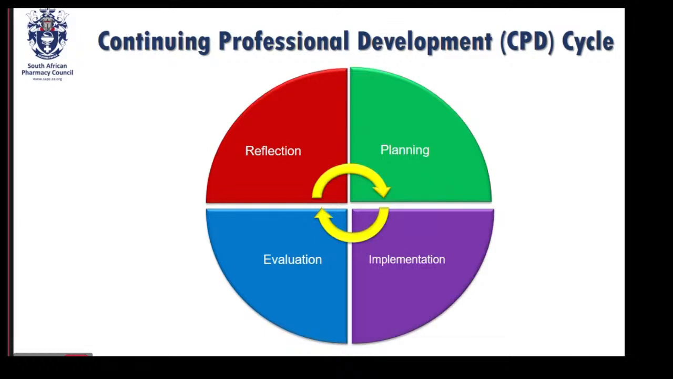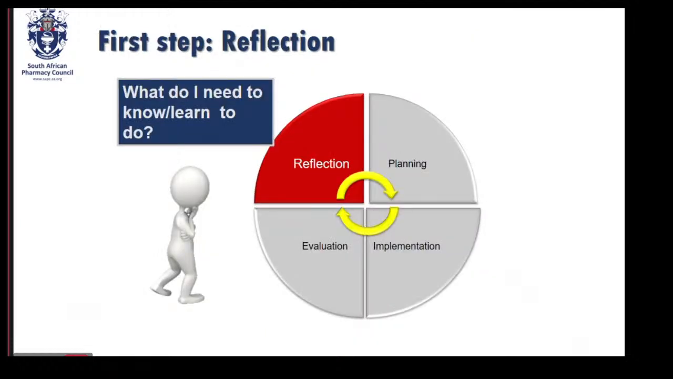It's very important that you complete all 4 of these steps for every CPD that you submit. So if you select 1.1, you will do all 4. If you select 2.6, you will do all of this. So you will have 6 separate submissions where you have done the complete CPD cycle and submitted your evidence. The first step we're going to look at is our reflection.